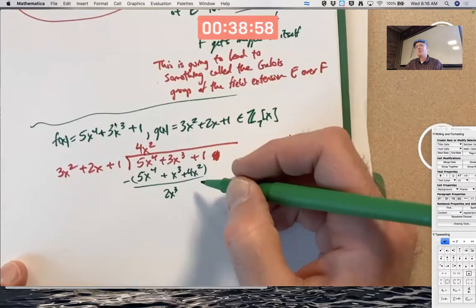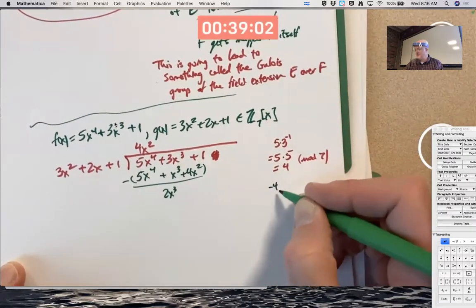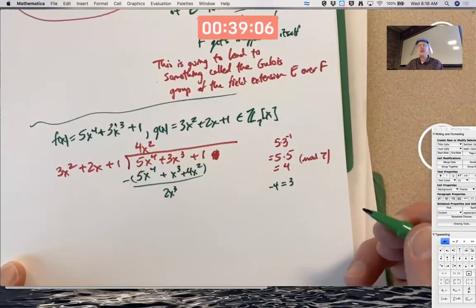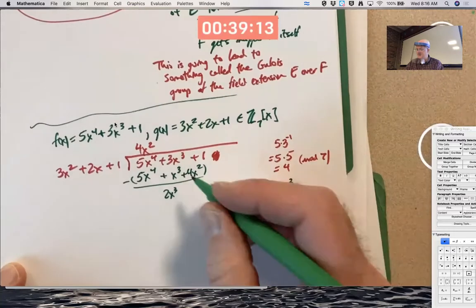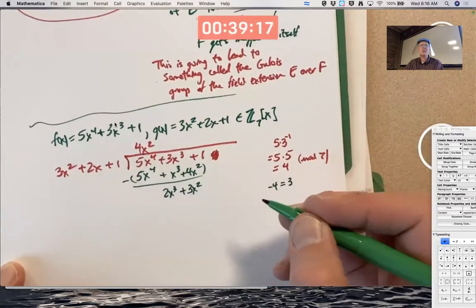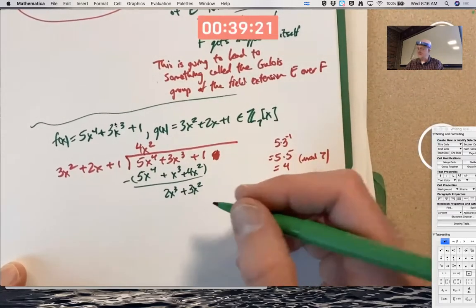0x squared minus 4x squared. What's the additive inverse of 4 mod 7? Well, add 7 to it. It's 3. Additive inverse there. 3 plus 4 is 7. Mod 7 is 0. 0 minus 4 is 3. Isn't that great? Show your parents. Hey, mom and dad, 0 minus 4 is 3. Could have said that earlier in the semester.